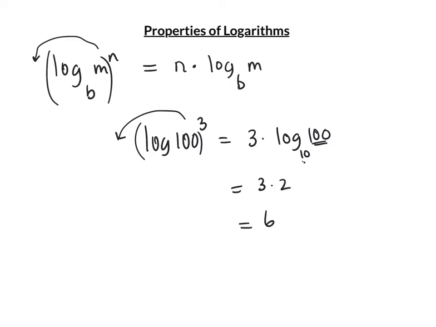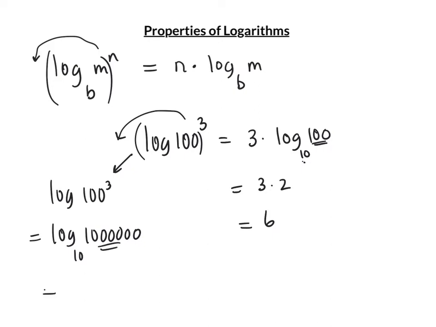If I hadn't done it that way, I could have said this. What is the log of 100 cubed? Well, 100 cubed is a million. 100 times 100 times 100. So this would have been the log base 10, there's no base, of 1 million. And 10 to some power is a million. Well, that's 10 to the 6th. 10 to the 6th power is 1 million. And you can see I get the same answer.